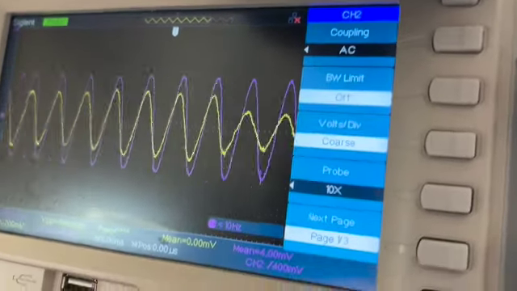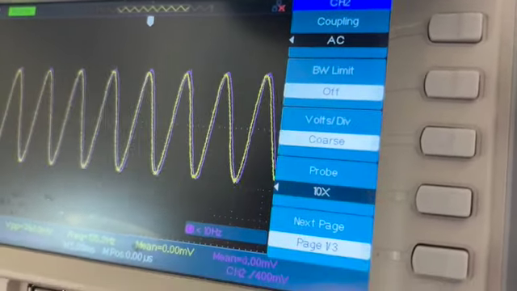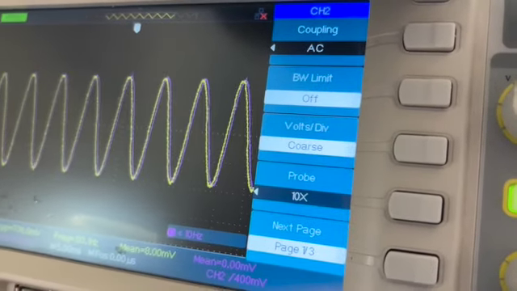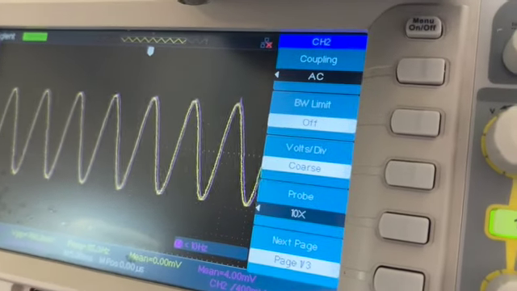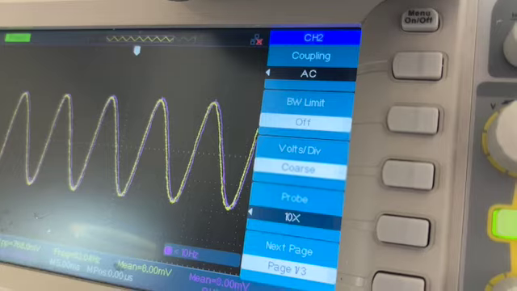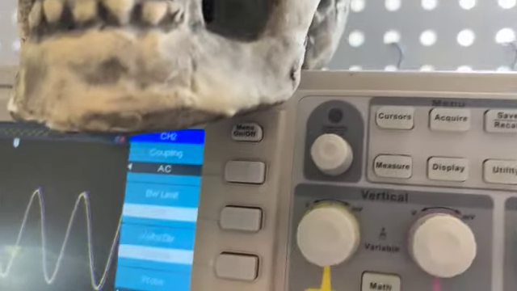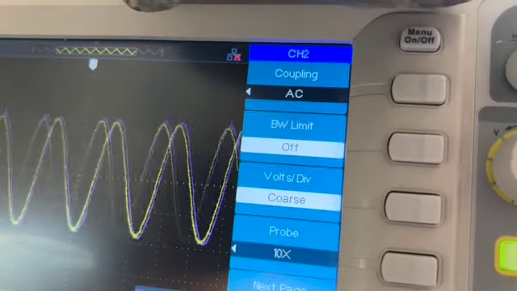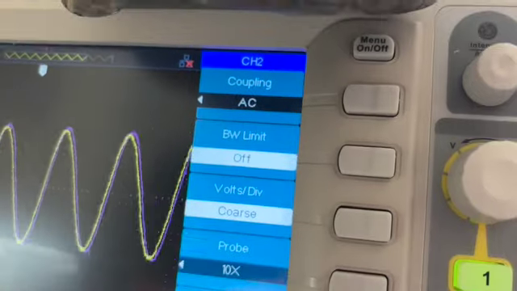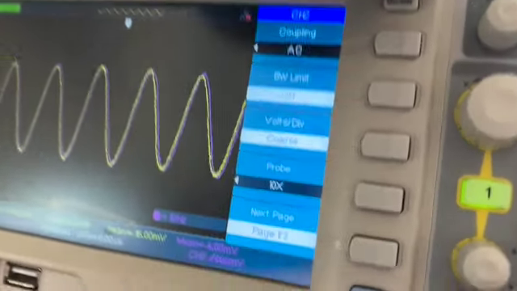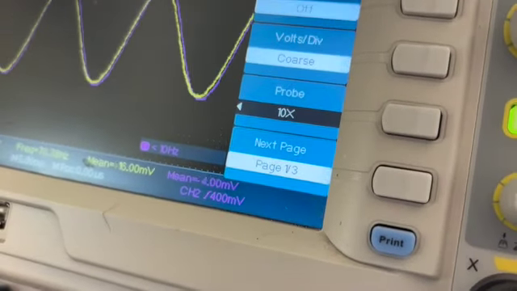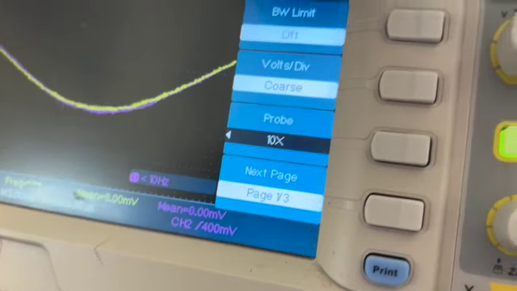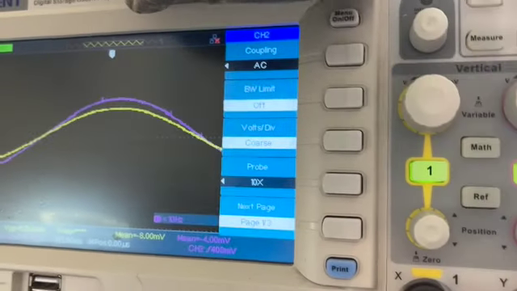Now, let me see here. I'm going down 1 hertz at a time. We want to go down a little bit faster than that. There we go. We almost got them overlapping each other right there. 13 hertz, very low frequency.